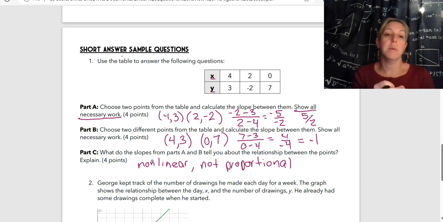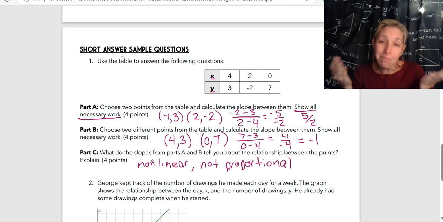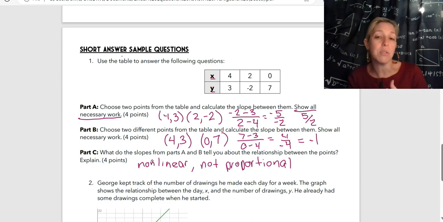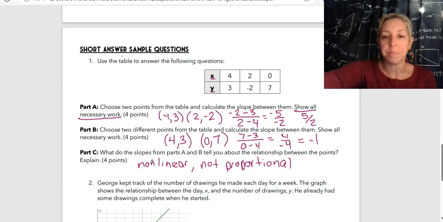Please don't just type nonlinear or not. You need to give me some sort of explanation. It is worth 4 points, so if you only type one word, I can probably only give you 1 point out of 4. So make sure you type some other stuff.